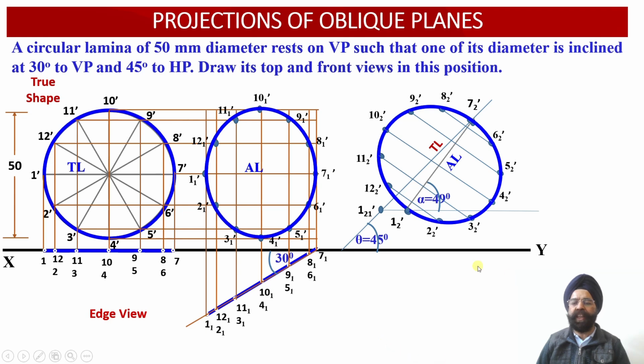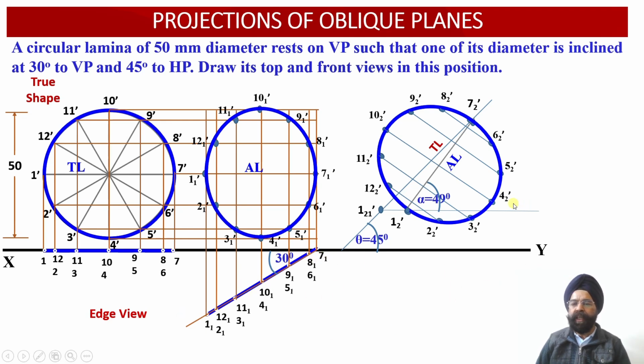Now having obtained the front view apparent length projections corresponding to the oblique circular lamina, now the corresponding points in the top view we are going to obtain. So again, the same methodology we are going to use. From these 12 points, we are going to draw the vertical projector lines. From these 12 points of the plan, we are going to draw the horizontal projector lines.